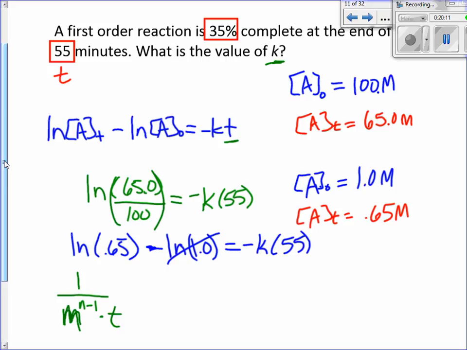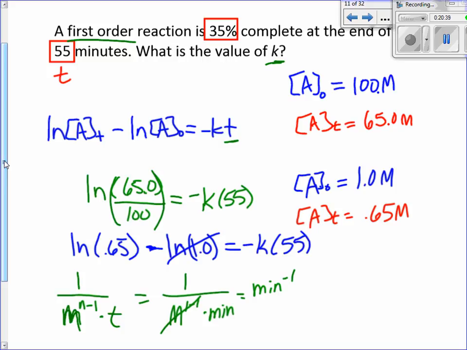What kind of order is this? It tells us it's a first order. So if we're doing the k units, it becomes 1 over M to the 1 minus 1, right? So the M drops off, and we just have 1 over minutes. And if you don't like writing 1 over minutes, you can always do minutes to the negative 1. But they will expect your k to have the proper units.